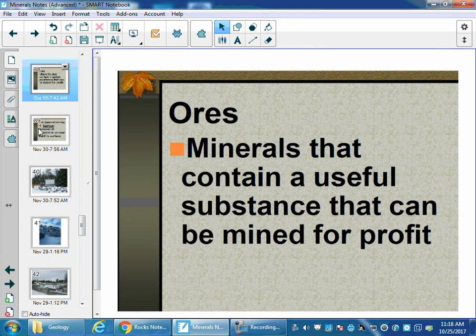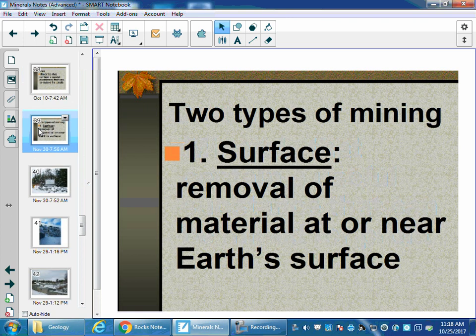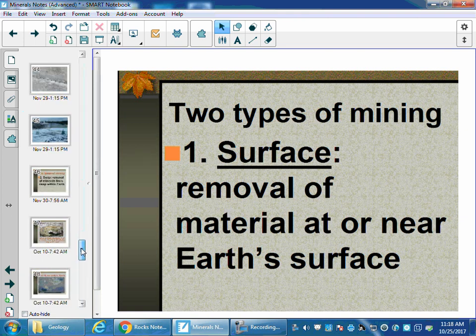Now there are two types of mining that occur. The first one is called surface mining, and it's pretty straightforward, just like the name says. You're removing material at or near the Earth's surface, not digging deep into the ground.